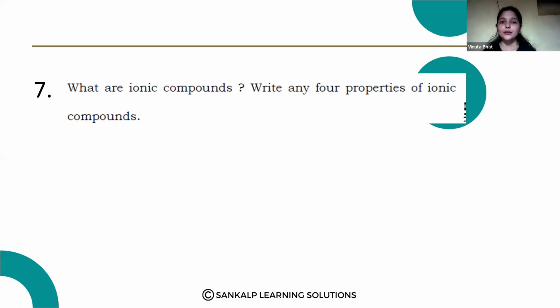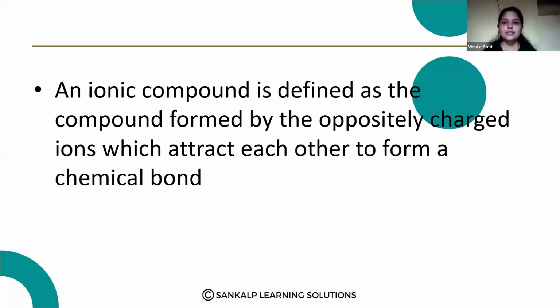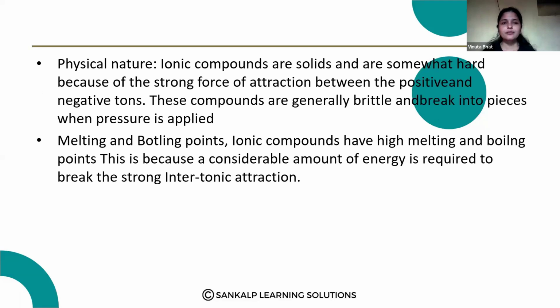Next question. What are ionic compounds? Write any four properties of ionic compounds. Here, an ionic compound is defined as a compound formed by oppositely charged ions which attract each other to form a chemical bond. Then, physical nature: ionic compounds are solids and somewhat hard because of the strong force of attraction between the positive and negative ions. These compounds are generally brittle and break into pieces when pressure is applied.